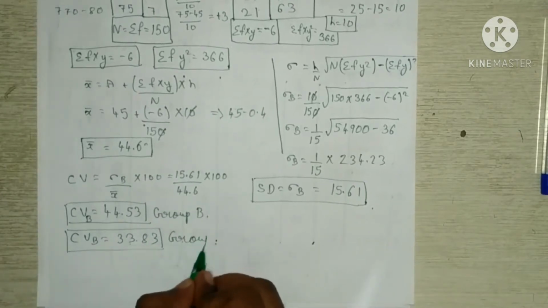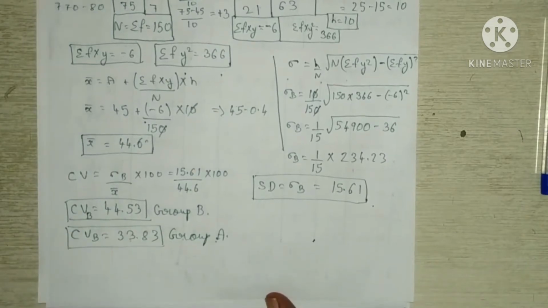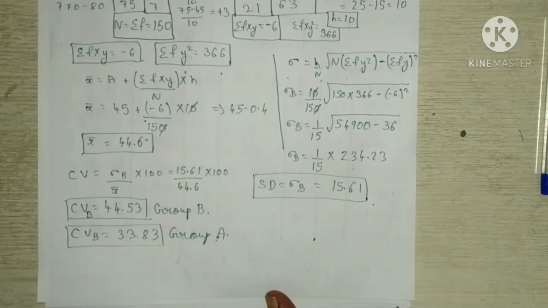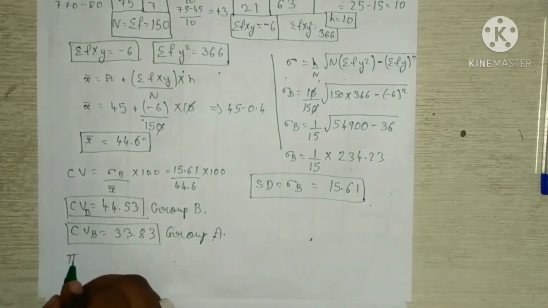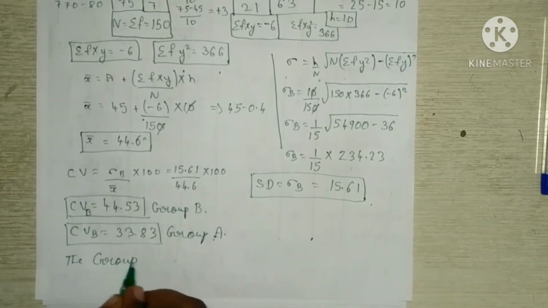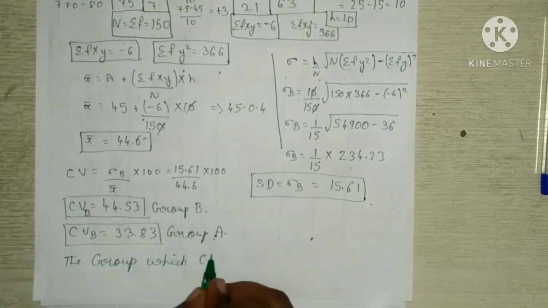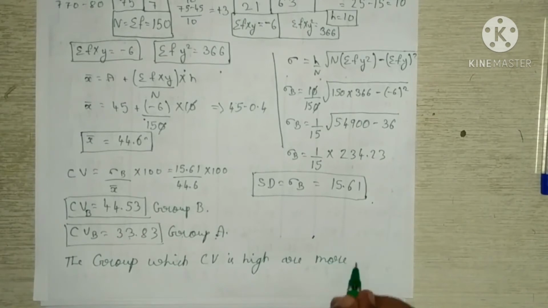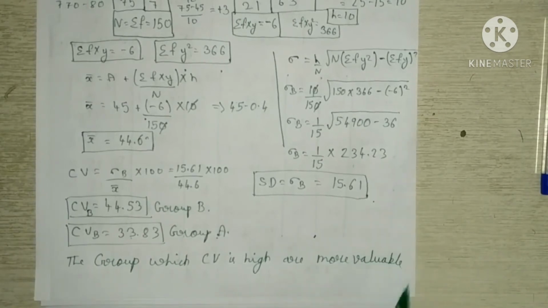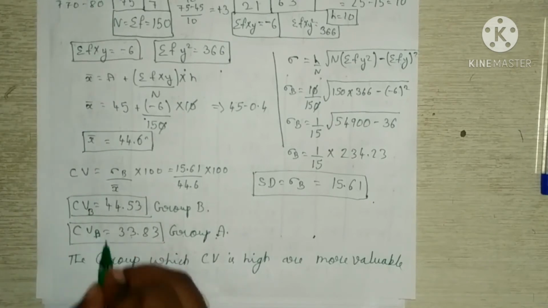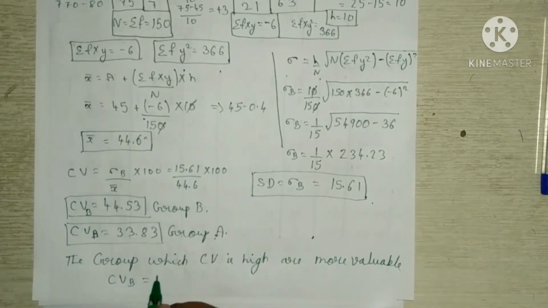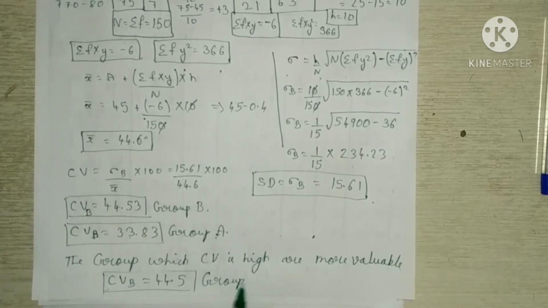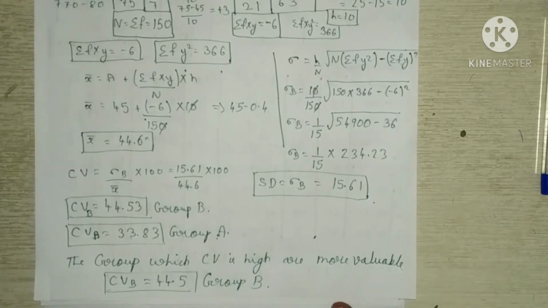Okay, according to the given question, we need to find which group is more valuable. The group with the higher CV is more valuable. Okay, according to this, CV is 44.53, so group B is more valuable. Okay, thus it is simplified.